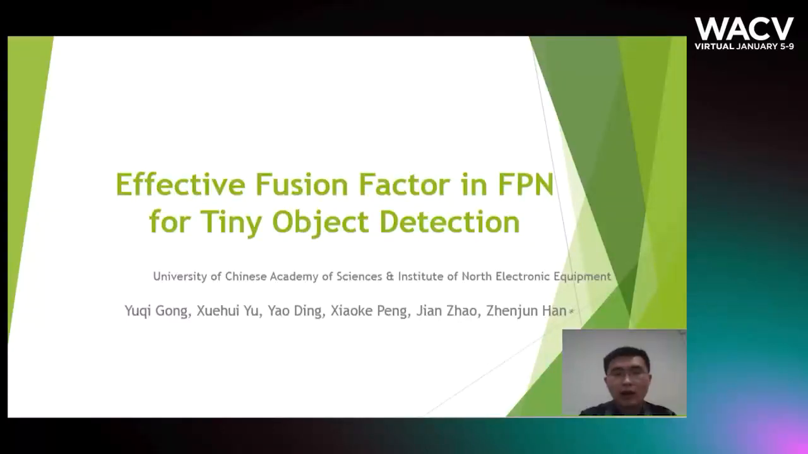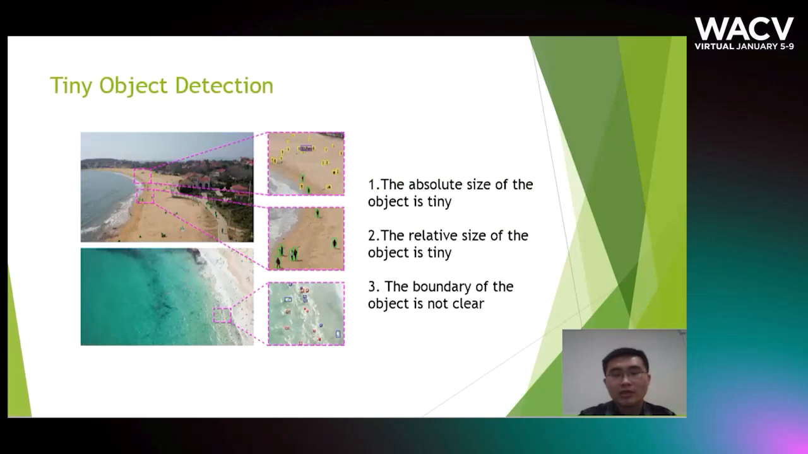Hello everyone, my topic is the effective fusion factor in FPN for tiny object detection. First of all, let me introduce tiny object detection briefly. TinyPerson is a typical dataset for tiny object detection.